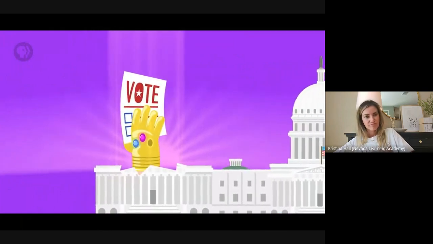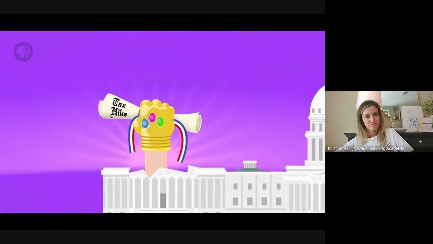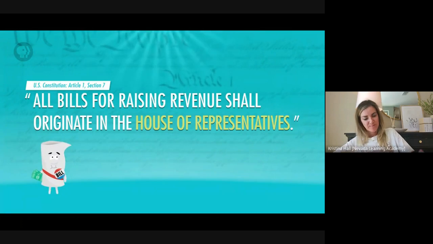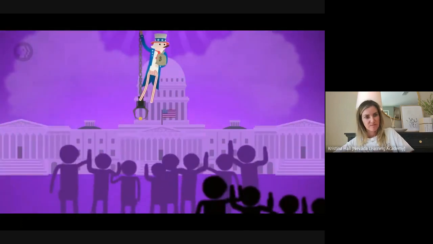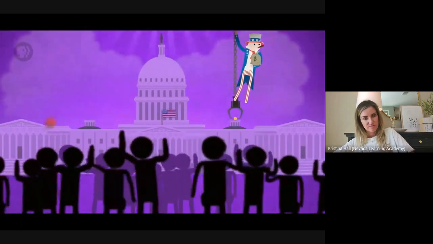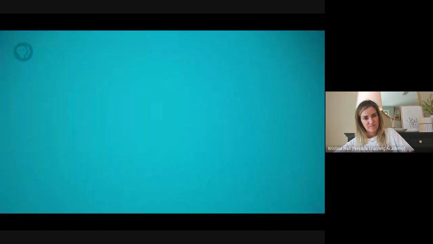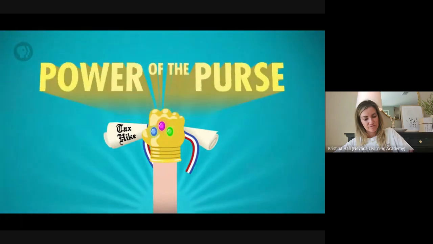The third power that belongs specifically to the House is found in Article 1, Section 7. "All bills for raising revenue shall originate in the House of Representatives." This is pretty important because it means that any bill that raises taxes starts in the House. And if you know anything about America, you know that we care about taxes. A lot. So this power is huge, and it's sometimes called the power of the purse.